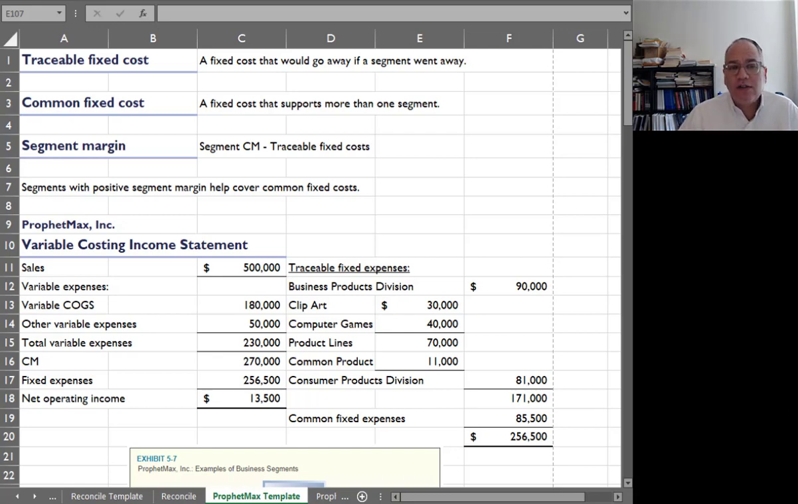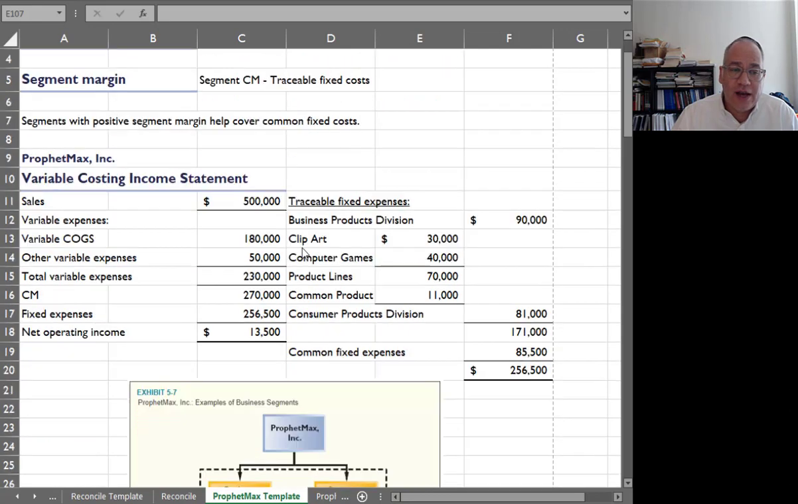And then we have what's called segment margin, and this is so key. It's such a great thing. Segment contribution margin minus traceable fixed costs would give you the term segment margin. And you could use segment margin as a simple rule of thumb that if segment margin is positive, then this division, as long as it's around, is contributing to cover your common fixed costs, and it makes your company more profitable. When you see segment margin that's negative, that would tell you that this division is losing money, and if you got rid of it, you would make more.